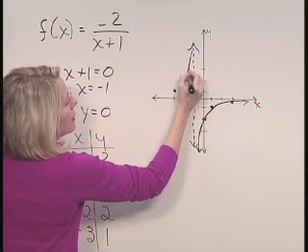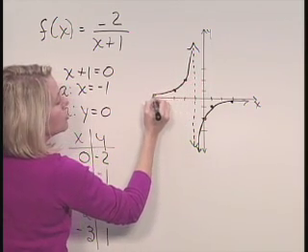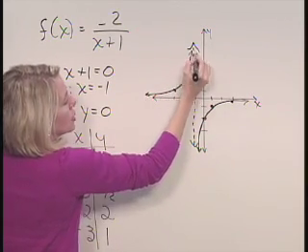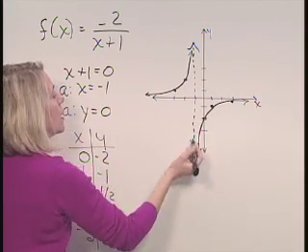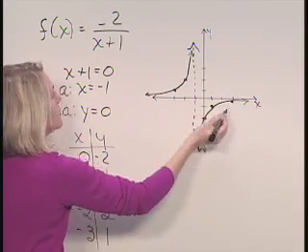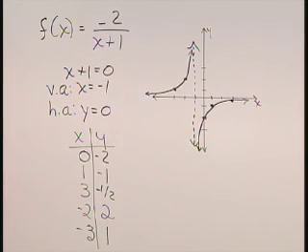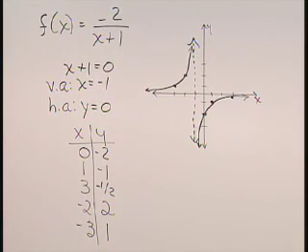And once again, I come very close to the horizontal and vertical asymptotes without actually touching them. So this would be the graph along with the vertical and horizontal asymptotes of the function f of x equals -2 over x plus 1.